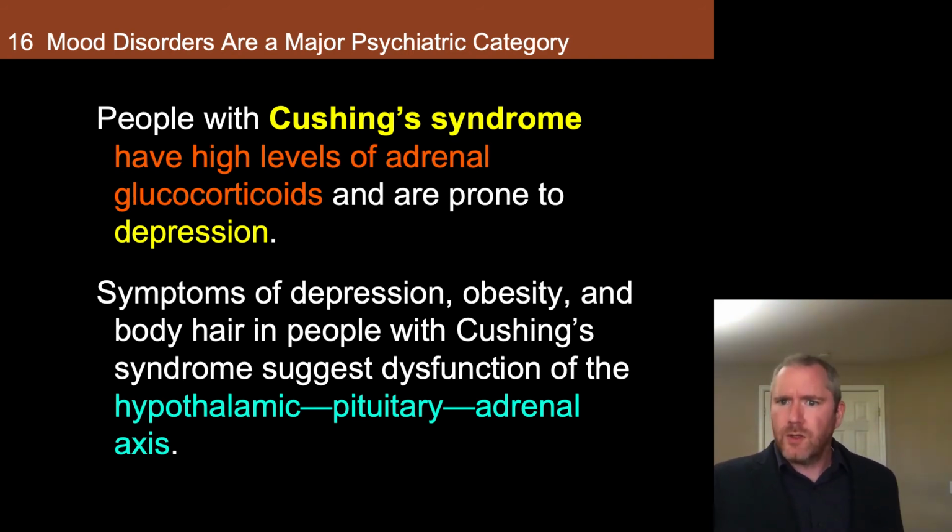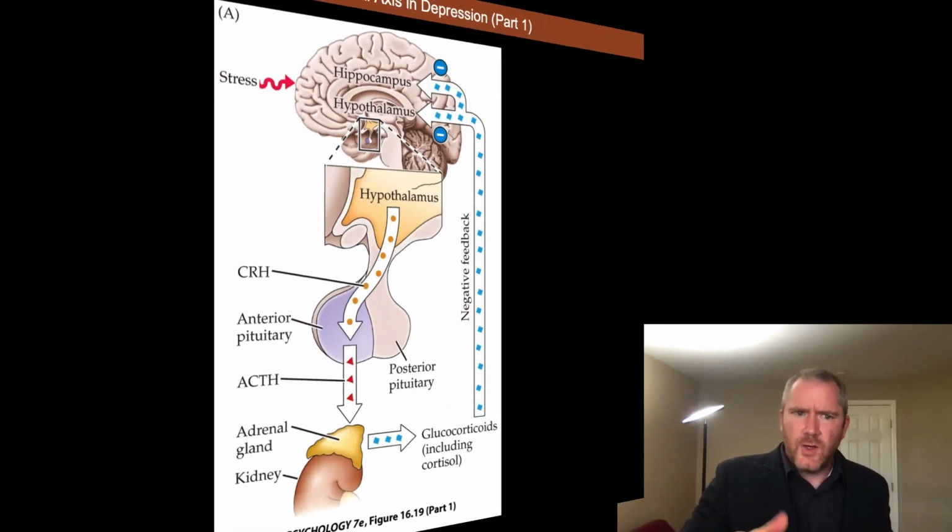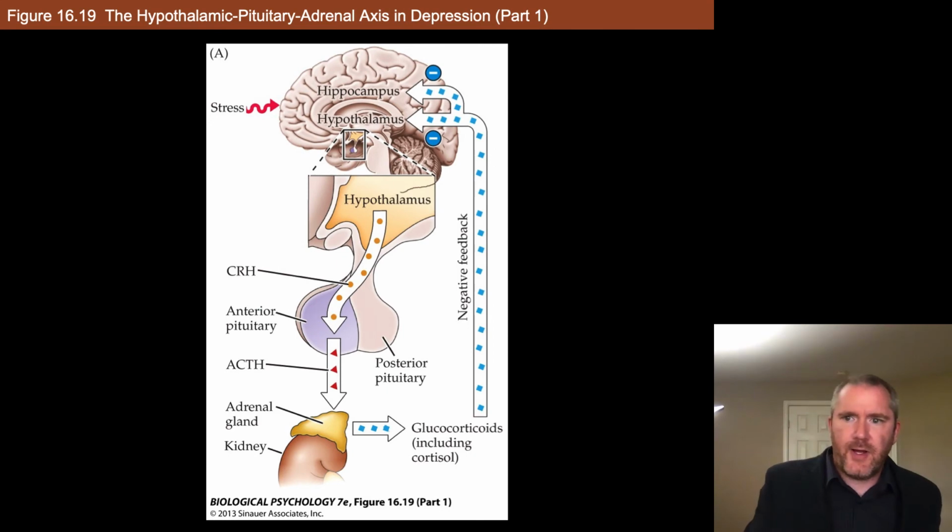If they don't, what is the cause? Explain the etiology to me if there isn't a biological basis. But it can be diverse. You can have disruption in the HPA axis, disruption in a hypodopaminergic state, disruption in noradrenergic or possibly even serotonergic transmission. So here you can see an illustration of the HPA axis.